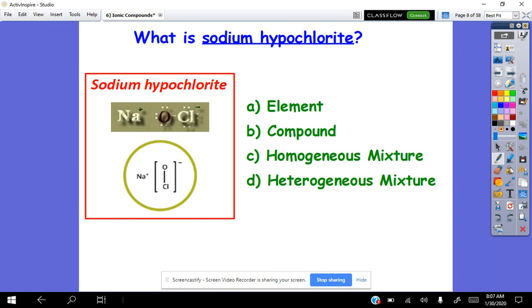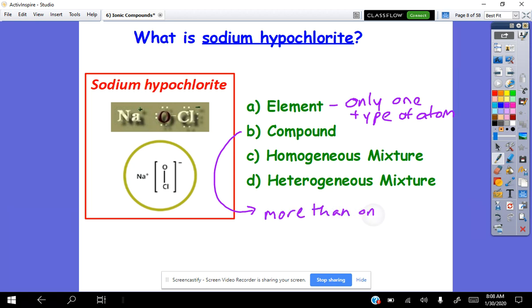If we take a look at the structure of sodium hypochlorite, we have to figure out first, is it an element, a compound, a homogeneous mixture, or a heterogeneous mixture? To do that, we first need to review our definitions. An element is only one type of atom. If we know that an element is one type of atom, a compound is made up of more than one type of atom or element.